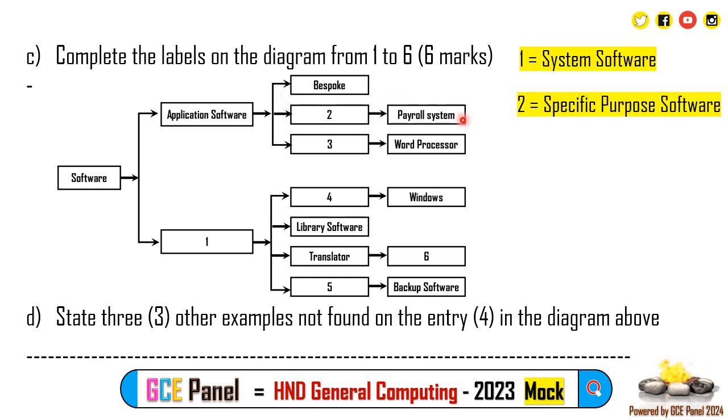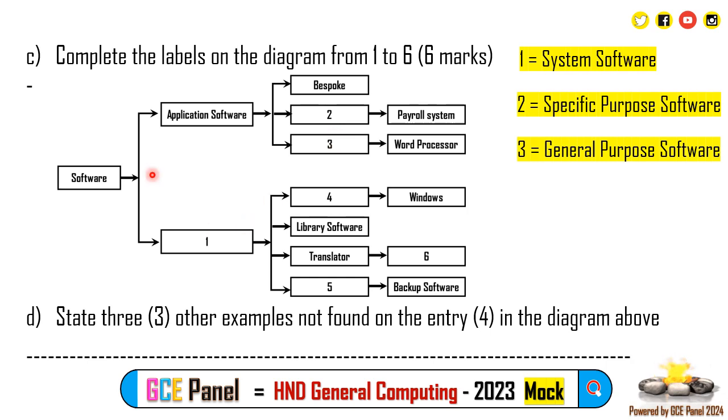An example of specific purpose software is a payroll system. And which software has an example as word processor? An example of this will be general purpose software. So we have bespoke, specific purpose software, and general purpose software.